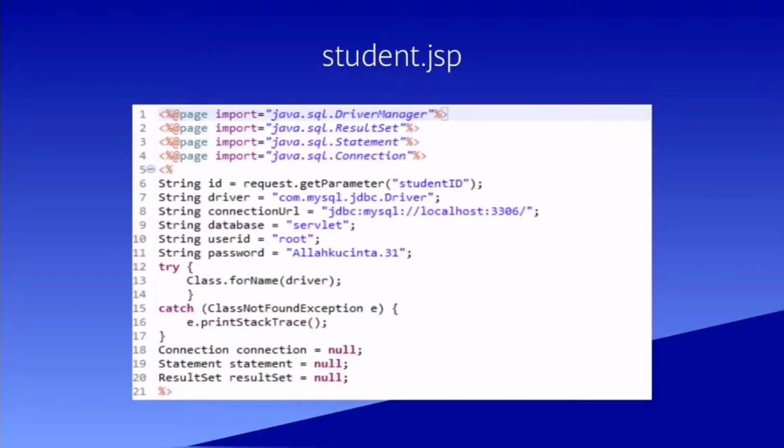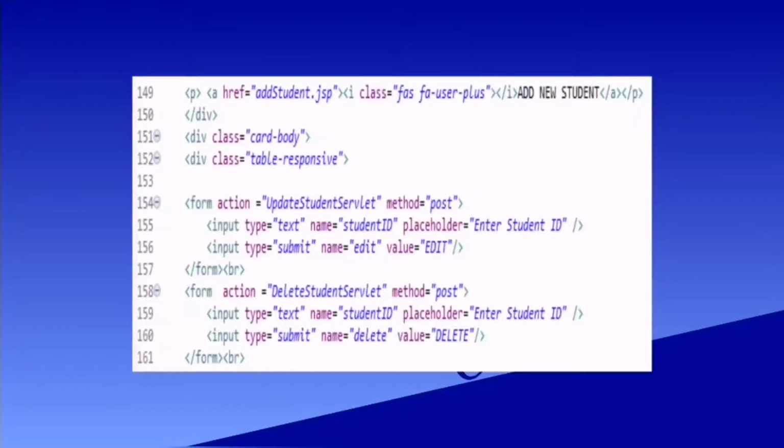Okay, next, I will proceed with functionality, CRUD. I will explain about create, update, and delete for student. First, I create student.jsp and I declare a constant for driver, connection URL, database, user ID, and password. And I declare ID because the teacher will enter a student ID to edit or to delete. Next, this is the coding for add new student, update, and also delete.